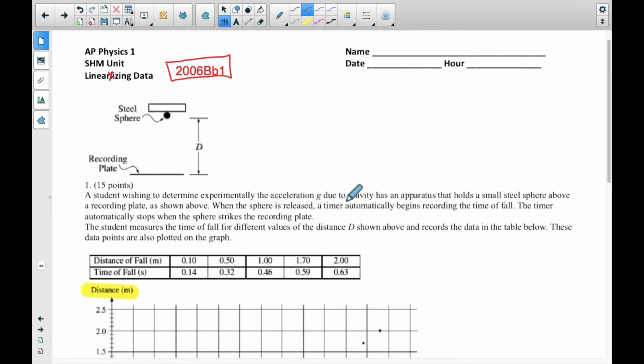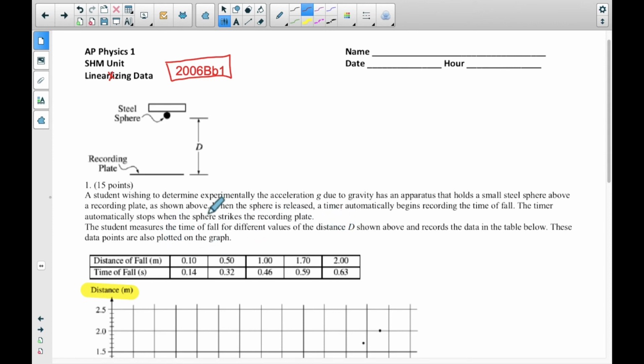So first of all, we want to read through the question. A student wishing to determine experimentally the acceleration g due to gravity has an apparatus that holds a small steel sphere above a recording plate as shown above. When the sphere is released, a timer automatically begins recording the time of fall. The timer automatically stops when the sphere strikes the recording plate. The student measures the time of fall for different values of distance d shown above and records the data in the table below. These data points are also plotted on the graph.